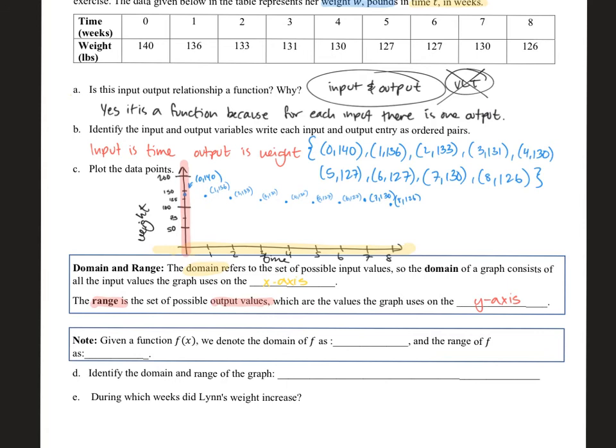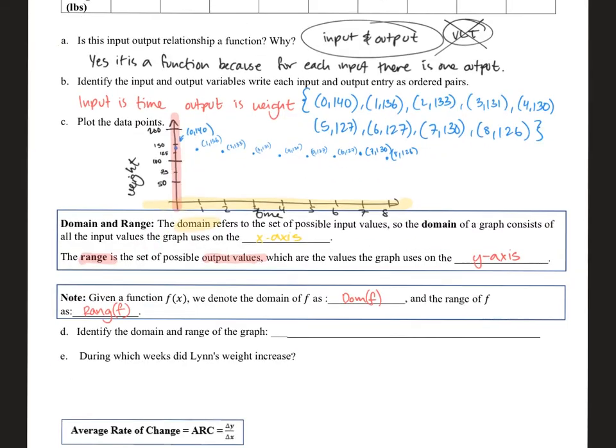So note, given a function f of x, we denote the domain of f as dom f. Okay, so if you're ever talking about the domain, you write dom f. And the range of f is written as range f.